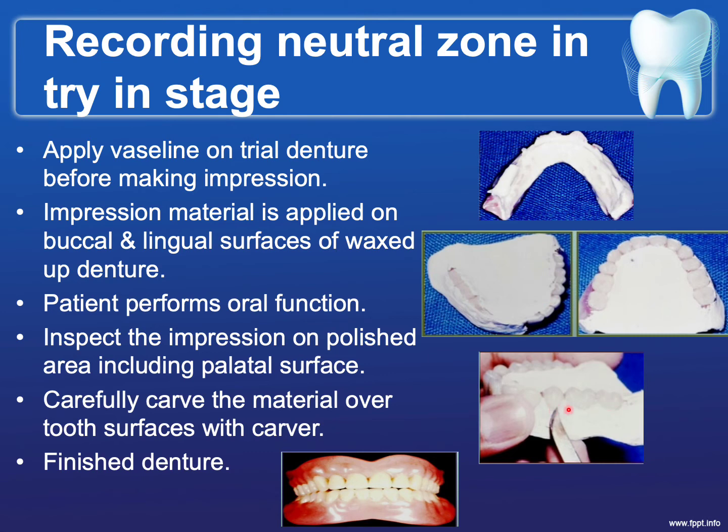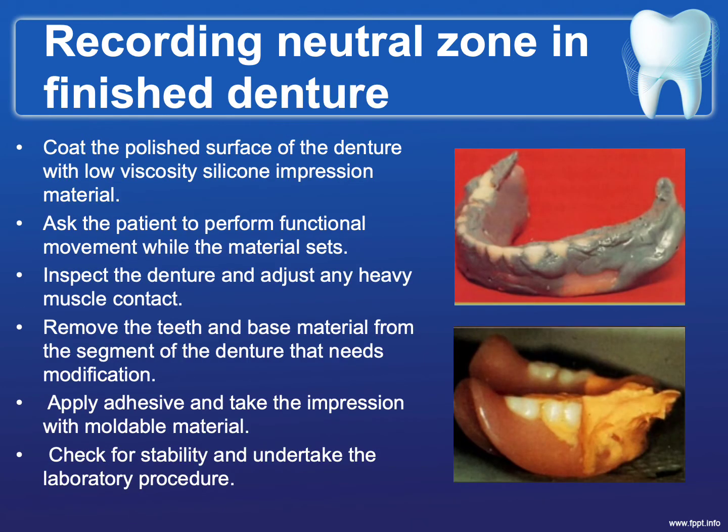Carefully carve the impression material from the teeth surfaces with carver, then finishing the denture after making the index for the neutral zone. Recording neutral zone in finished denture. Coat the polished surface of the denture with low viscosity silicone impression material. Ask the patient to perform functional movement while material sets.